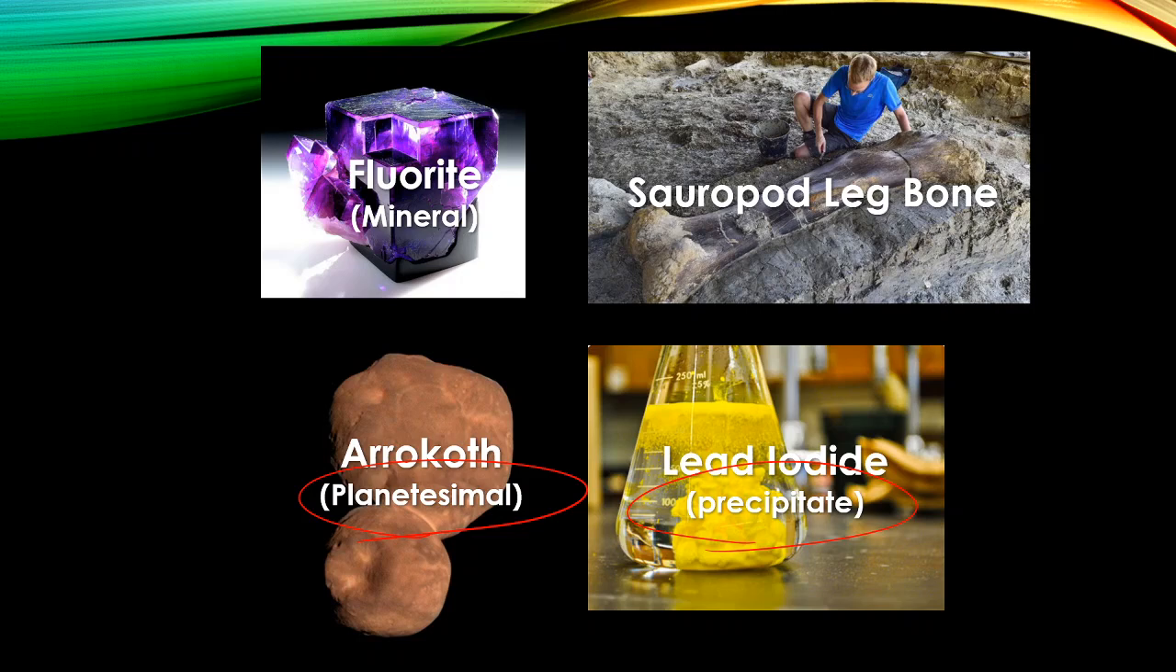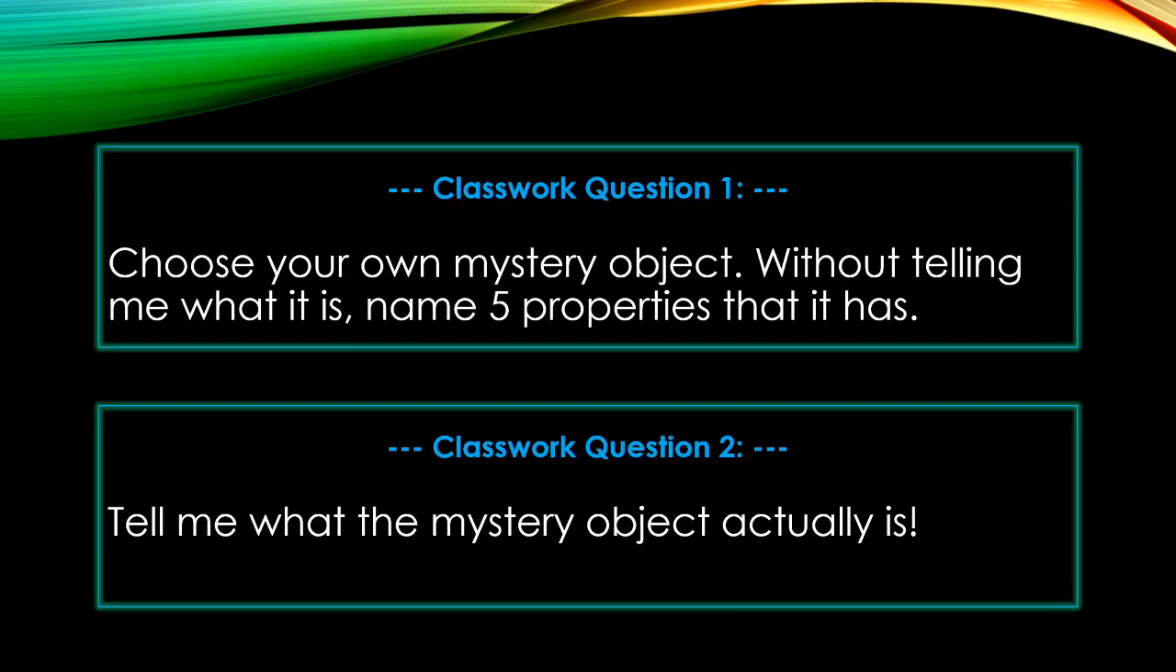This is bonus information, you don't need to know this, but a precipitate is any time that you can mix 2 liquids together that have something dissolved in them, and you create a solid from them. So this lead iodide, this bright yellow stuff, is a kind of precipitate. And so yes, we've been able to identify all 4 of these mysterious scientific objects.